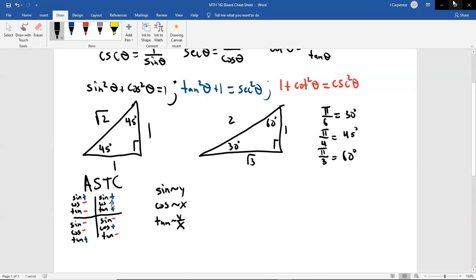So a smart trig class helps you remember they're all positive in quadrant 1. Sine's positive in quadrant 2. Tangent's positive in quadrant 3. Cosine's positive in quadrant 4. Remember, I don't care how you're going about memorizing and using things. I just care that you have a system that works for you, that is legitimate. So that's why I've given you both of those versions.